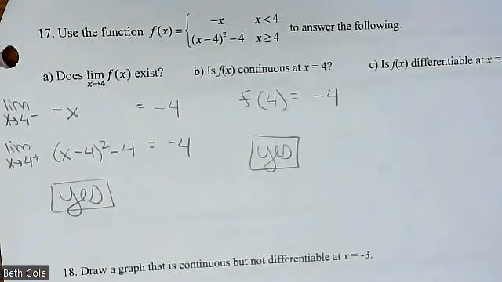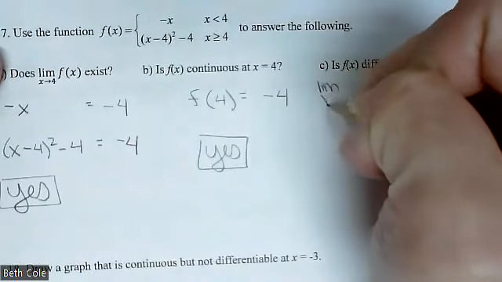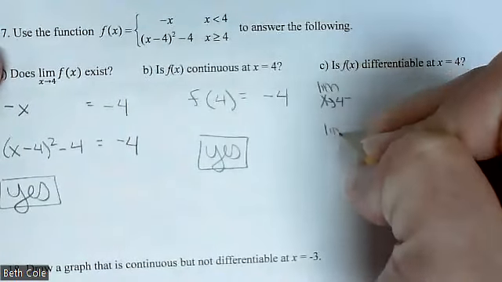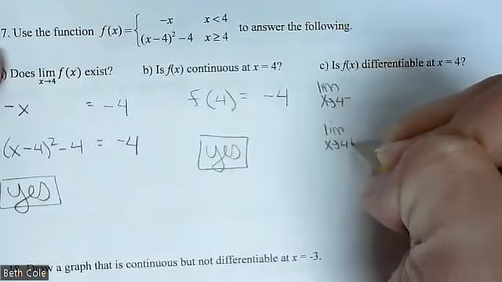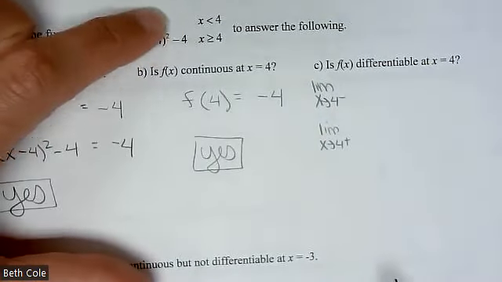C is now unit 2. Is the function differentiable at 4? So it still involves a limit from the left, limit from the right. However, it's a slope now. Derivative means slope. Listen. So from the left, we're going to use the first piece of the function.